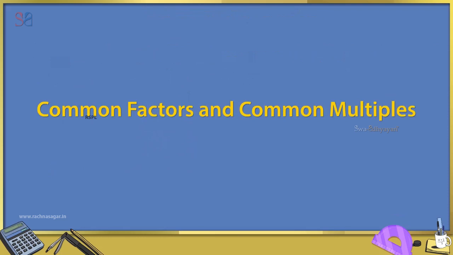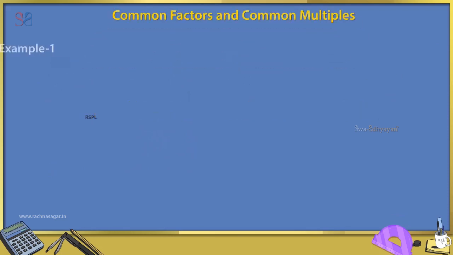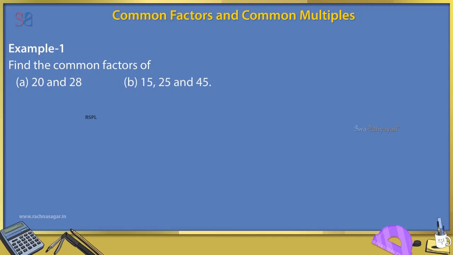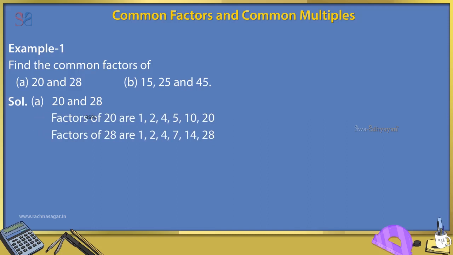Common factors and common multiples. Example 1. Find the common factors of A. 20 and 28, B. 15, 25 and 45. Solution. A. 20 and 28. Factors of 20 are 1, 2, 4, 5, 10, 20. Factors of 28 are 1, 2, 4, 7, 14, 28. Common factors of 20 and 28 are 1, 2 and 4.